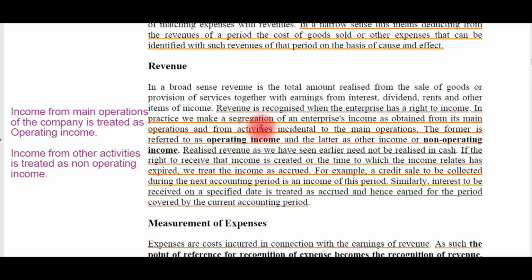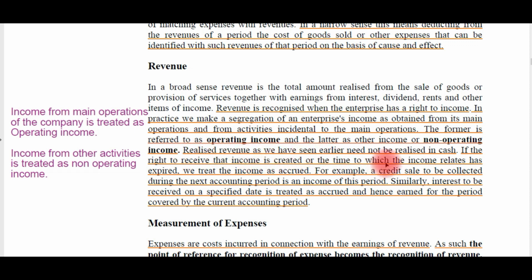In practice, we make a segregation of an enterprise's income as obtained from its main operations and from activities incidental to the main operations. The former is referred to as operating income and the latter as other income or non-operating income. If an enterprise gets some income from the main operations, it is called operating income. Any other income from other activities or ancillary or incidental activities, that income is called non-operating income.